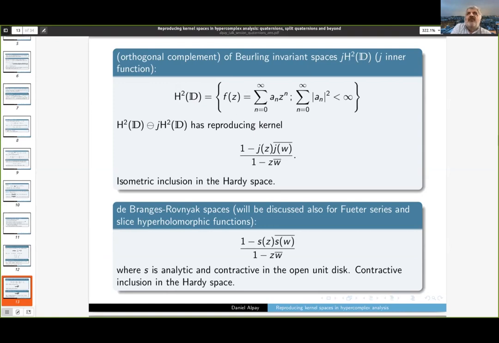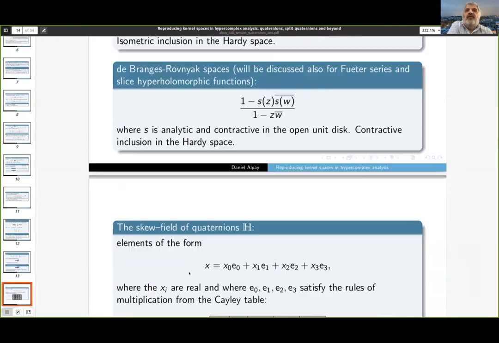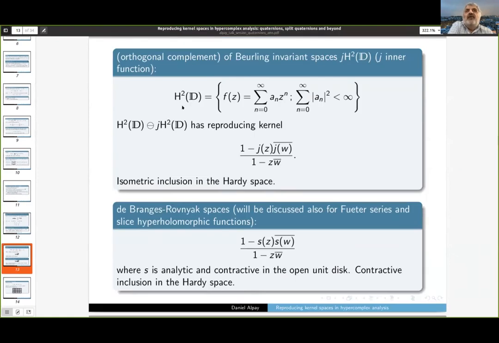And these are really JH2, where J is inner, inner meaning that it is contractive in the open unit disk and has boundary value of modulus 1 on the boundary. And this is a reproducing kernel space. And if you replace J by a function which is now only analytic and contractive in the open unit disk, you get the de Branges-Rovnyak space, and everything is now contractively included, not an isometric inclusion. And we'll meet this. So here we have seen three spaces really. Let me just repeat: the de Branges-Rovnyak spaces, with this reproducing kernel.